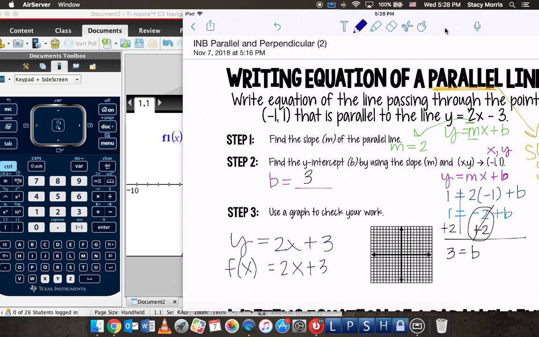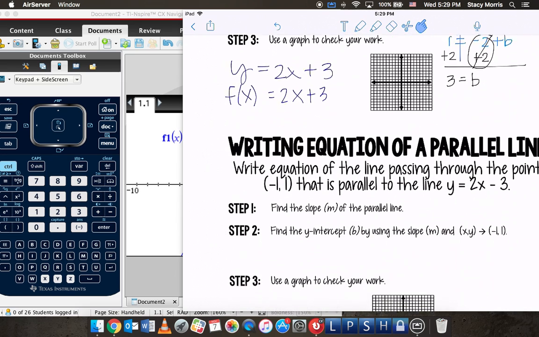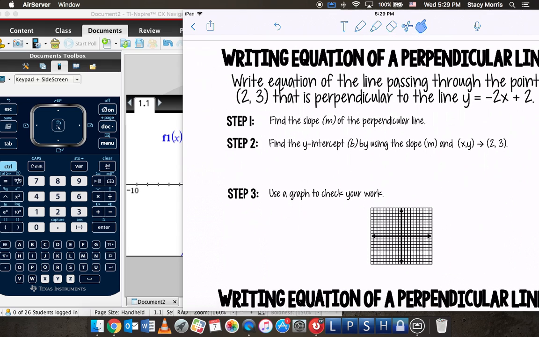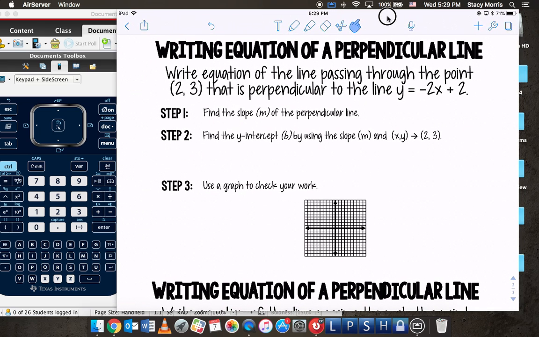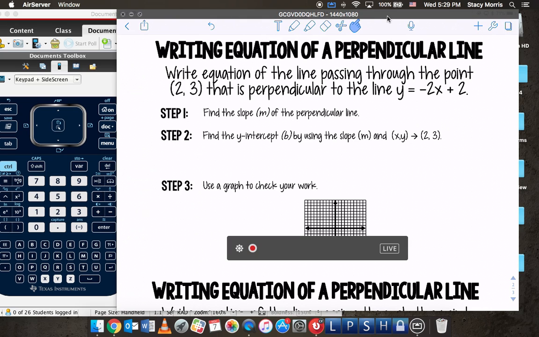Okay, so let's look at how to do the perpendicular. Parallel lines have the same slope. Perpendicular lines do not have the same slope. So, writing the equation of a perpendicular line. A perpendicular line has a slope that is the opposite reciprocal, which sounds really complicated. So for perpendicular, I'm going to add my note down here. These are opposite reciprocals.